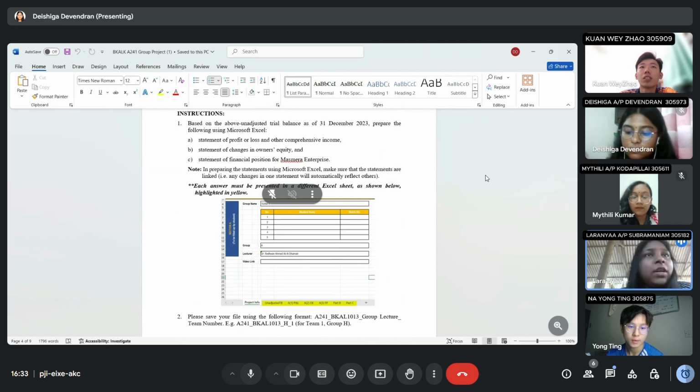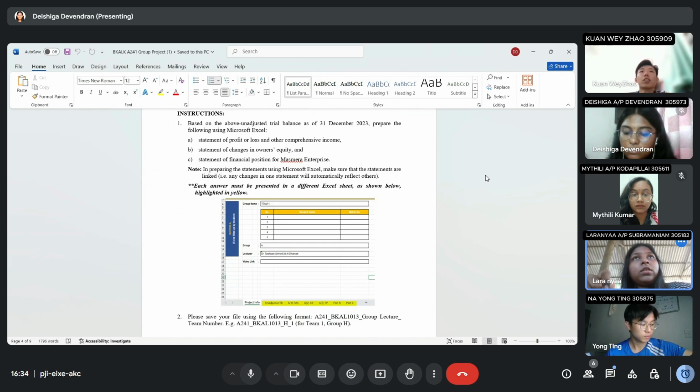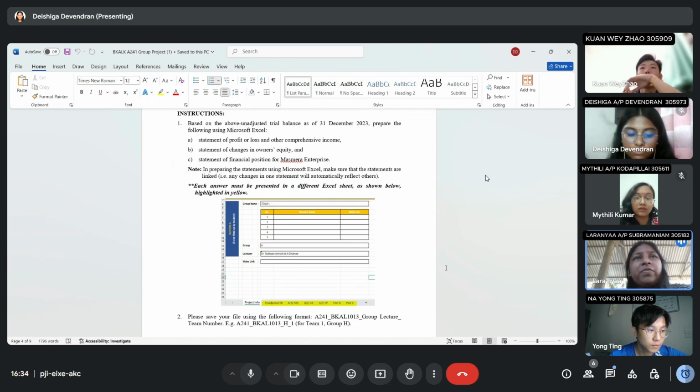It's about the statement of profit or loss and other comprehensive income. To find the profit or loss, we should take sales minus the operating expenses. Then question B is about the statement of changes in owner's equity, where we should find Tantari Ramlila's capital, and we also need to find the net income of the year and minus the withdrawals, and then we will get the increase in owner's equity.